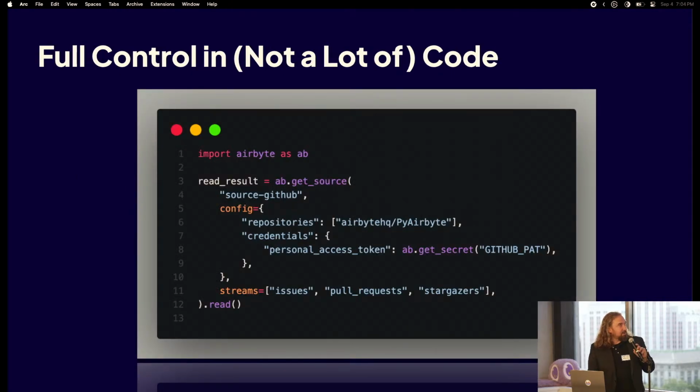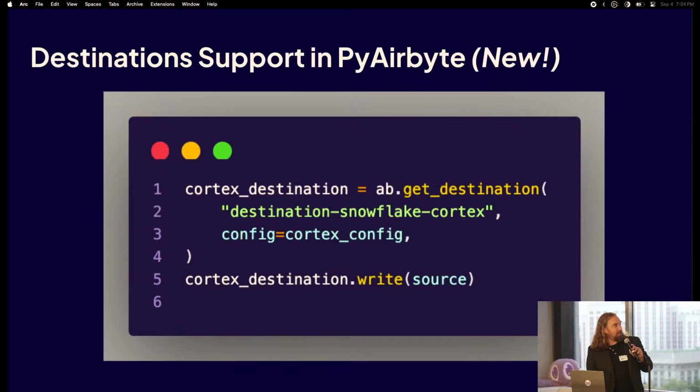Like I said, full control with not a lot of code, and we just added support for destinations as well. So caching is what I mentioned, that automatic thing that happens in DuckDB, just so we can quickly get you the data and you can use it however you want after. But you can also get a destination and send data to a destination with a write command. We try to keep these very simple: read to get data out, write to send data in.